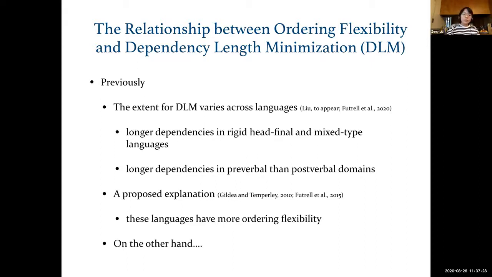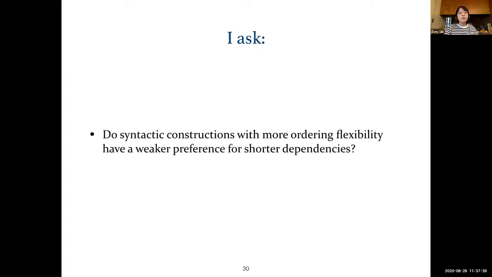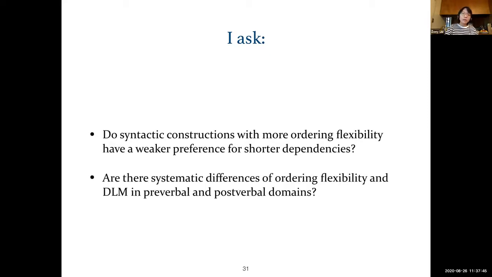And in particular, in summary, with those arguments in mind, I ask two questions. First, do syntactic constructions with more ordering flexibility have a weaker preference for shorter dependencies? And in particular, are there systematic differences of ordering flexibility and DLM in pre-verbal context as well as post-verbal context?